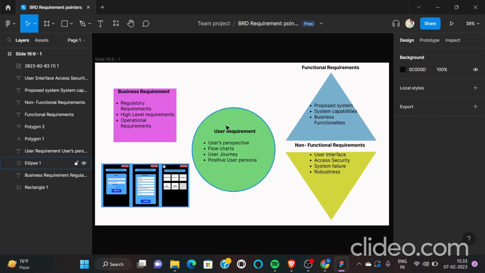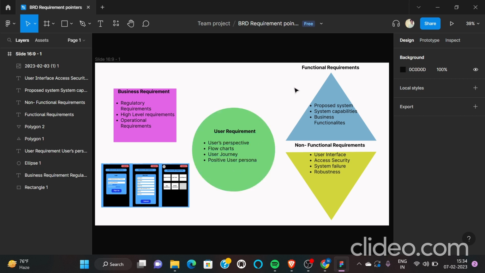Let's move to the user requirements now. In our user requirement, we will keep the user at the center of our focus and try to describe the user journey with the help of flowcharts or certain prototypes. A positive user persona is a positive flow where the user can play around with the service and see it from the beginning till the end.